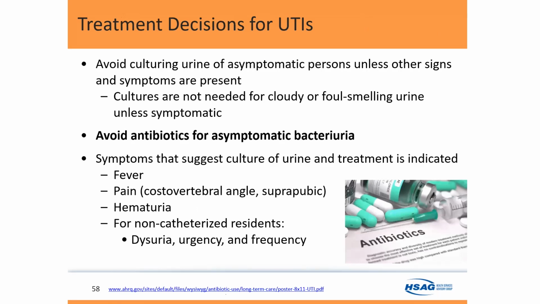Okay, so some treatment decisions for UTIs. I think we've talked about this already, but avoid culturing urine of asymptomatic persons. Unless they've got those symptoms that indicate this is a possible UTI, let's not just be culturing because we've got cloudy or foul-smelling urine. We shouldn't be testing them, and avoid antibiotics for asymptomatic bacteriuria. And then some of the symptoms we've already touched on: fever, pain, hematuria, and then urgency, frequency, or painful urination in those non-catheterized patients.